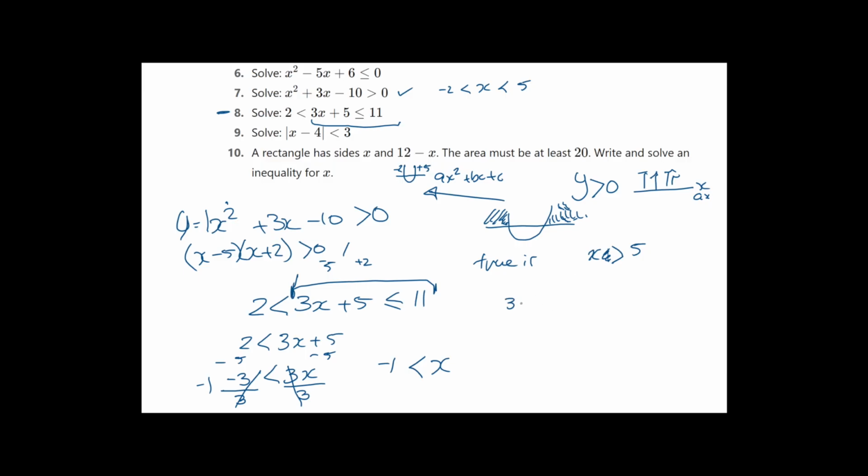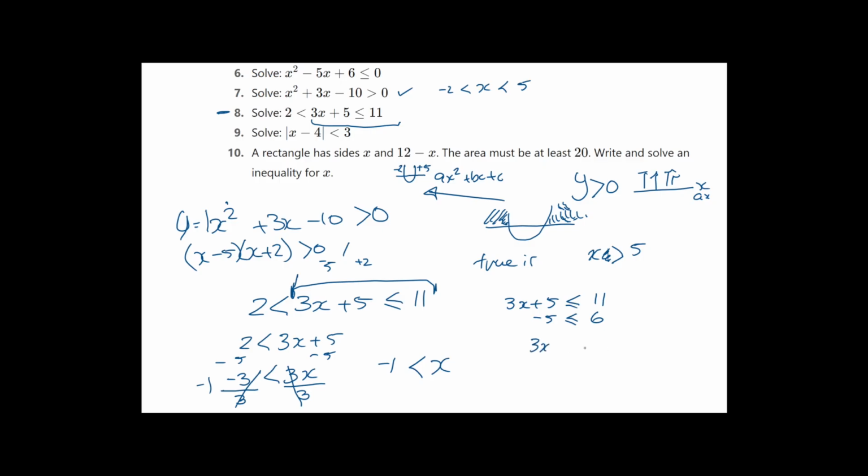So 3x plus 5 is less than or equal to 11. Let's take 5 away from both sides, and that's still going to work. So 11 minus 5 is going to be 6.